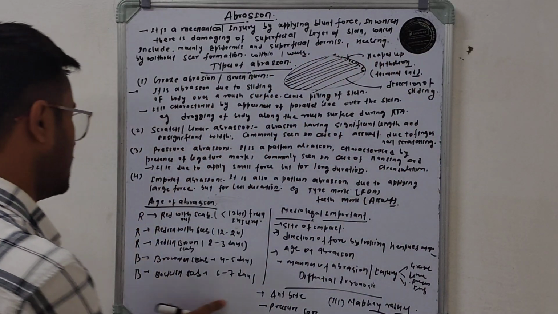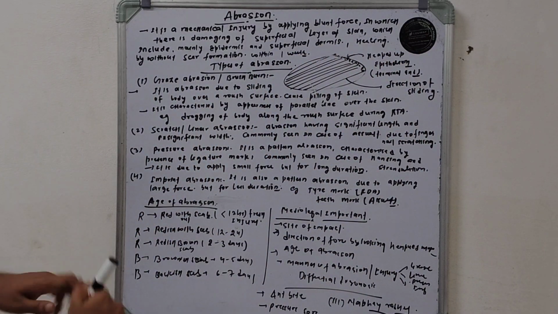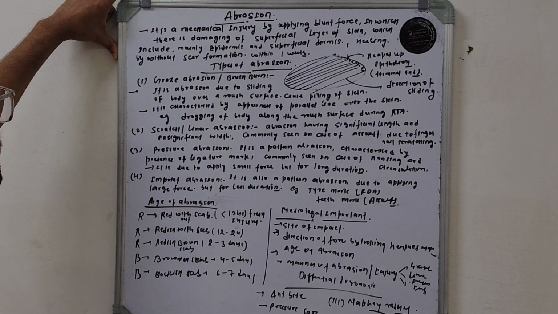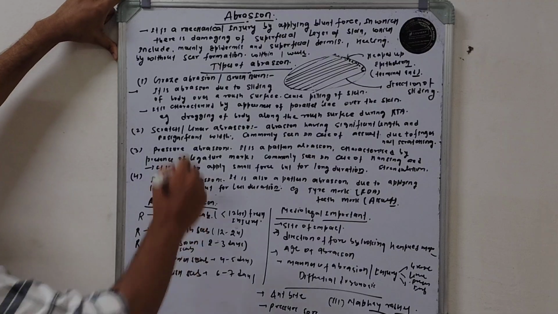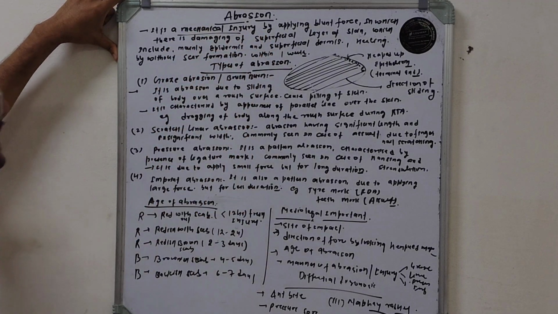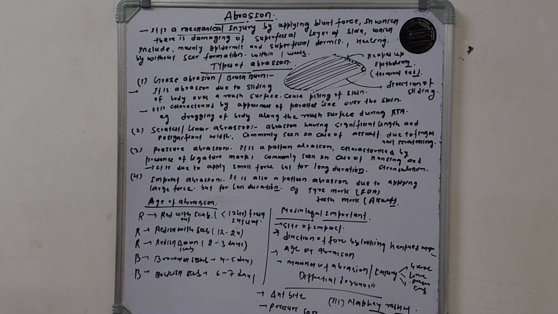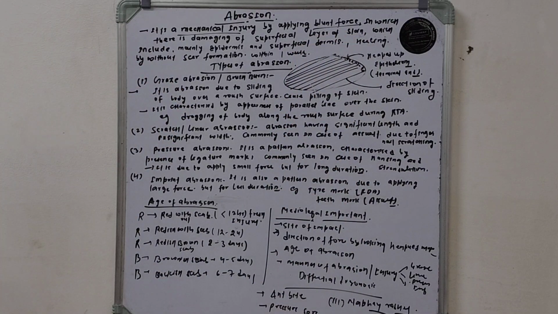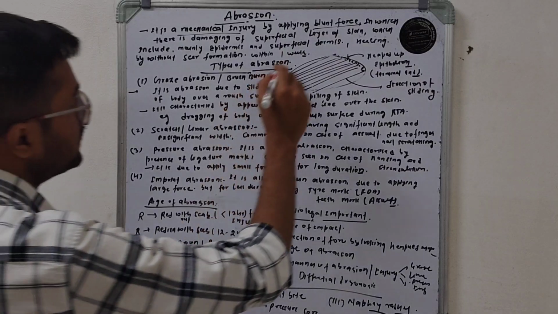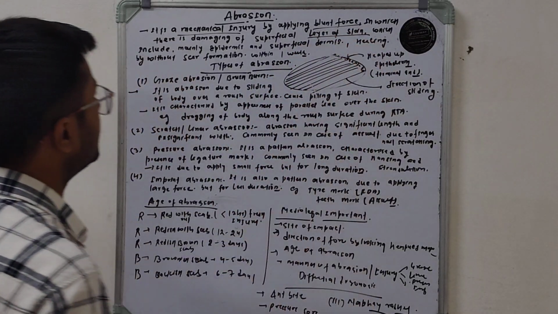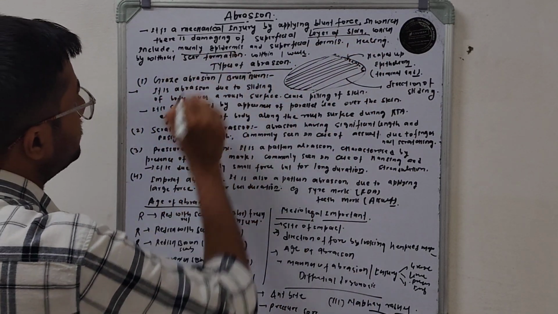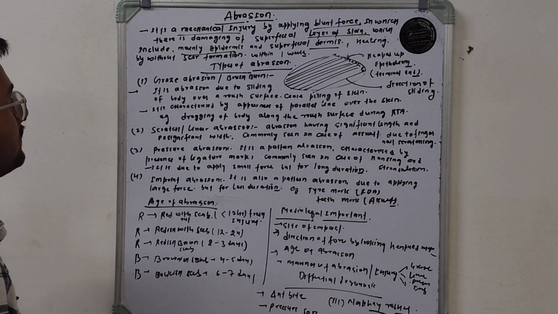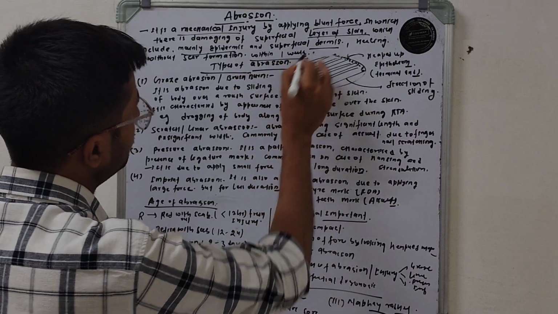Now we move toward the reading section. Okay, so we start the topic with the definition of abrasion. It is a mechanical injury. What is this? It is a mechanical injury by applying blunt force, in which there is damage of the superficial layer of the skin, which includes mainly the epidermis and the superficial dermis, healing without scar formation within 1 hour.